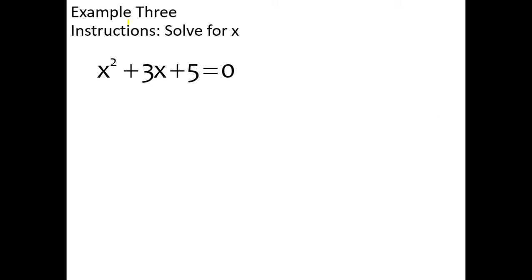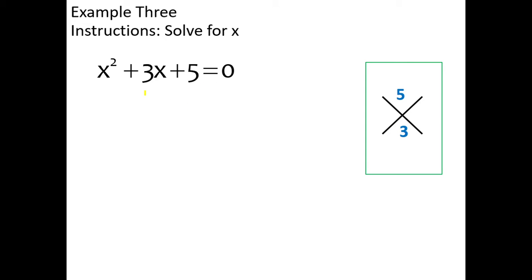Okay, let's look at another example. Here's a quadratic equation. You know it's a quadratic equation because the coefficient is 2. Let's make our puzzle box. 5 goes to the top, 3 goes to the bottom. What can you multiply together to get 5 and add together to get 3? Well, the only way you could get to 5 would be 1 times 5. But 1 plus 5 is not equal to 3, and there's no other way to get to 5 besides 1 times 5.